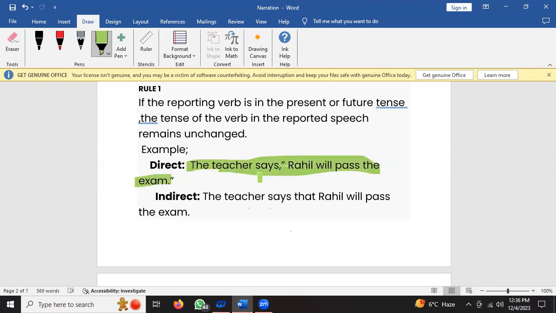If I write the teacher will say, will there be any change from the reported speech? No, sir. So if the reporting verb's tense is present or future, there will be no change in the reported speech. Rahil will pass the exam will be the same without any change. The teacher says that Rahil will pass the exam. So rule number one says, if the reporting verb is in the present or future, we don't have to make changes in the reported speech. Am I clear to all? Yes, sir. Okay, nice.